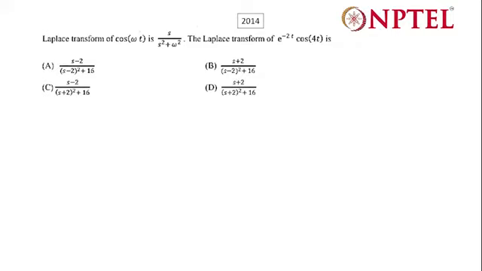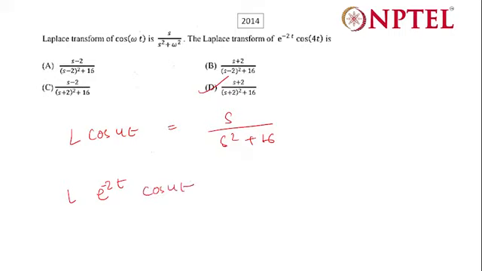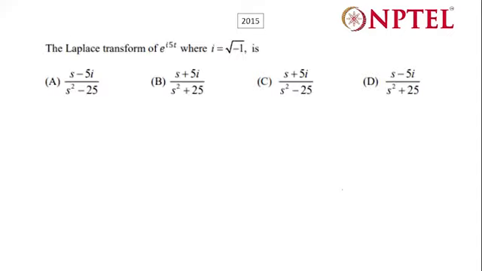So we have already solved this question, I guess. What do you have to do? You know the Laplace transform of cos 4t will be s upon s square plus 16. We are asking you the Laplace transform of e to the power minus 2t cos 4t. What do you have to do? You have to put s as s minus a. Here your a is minus 2, so it will be s plus 2 divided by (s plus 2) whole square plus 16. Solve this question.